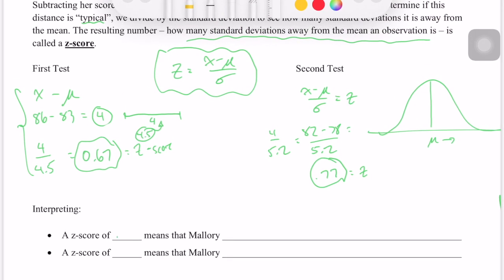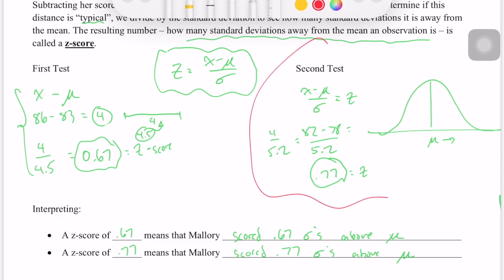A z-score of 0.67 means that Mallory scored 0.67 standard deviations above the mean. A z-score of 0.77 means that Mallory scored 0.77 standard deviations above the mean. Clearly, she did better on her second exam.